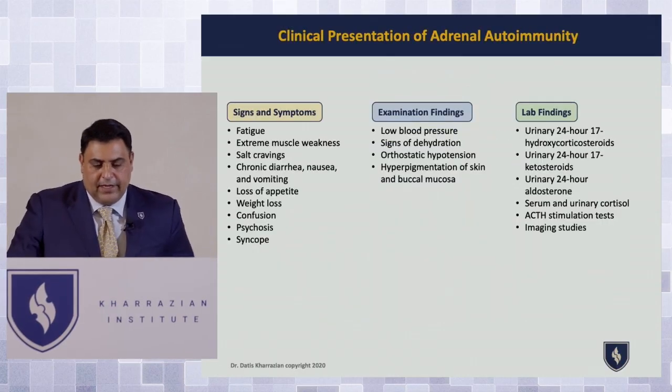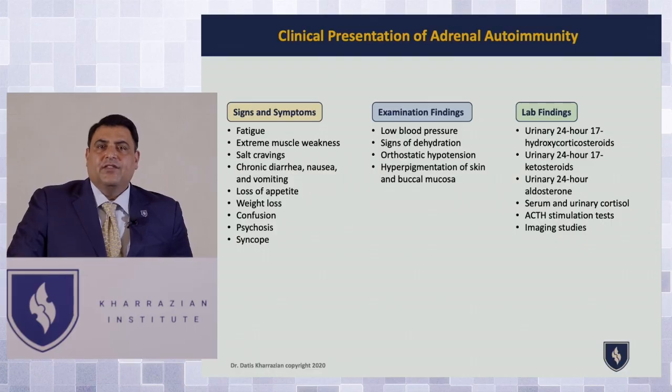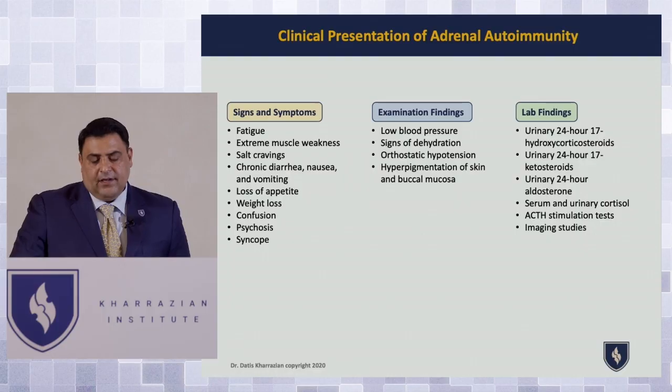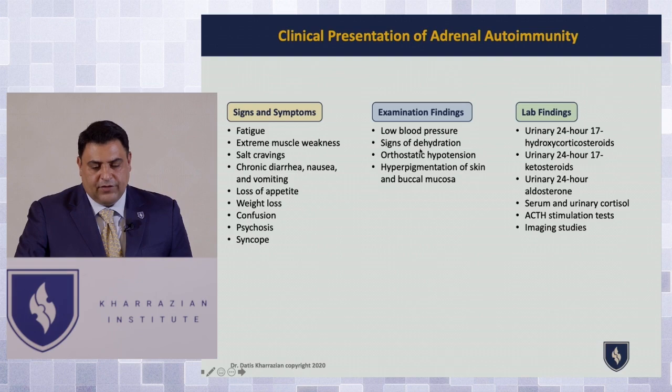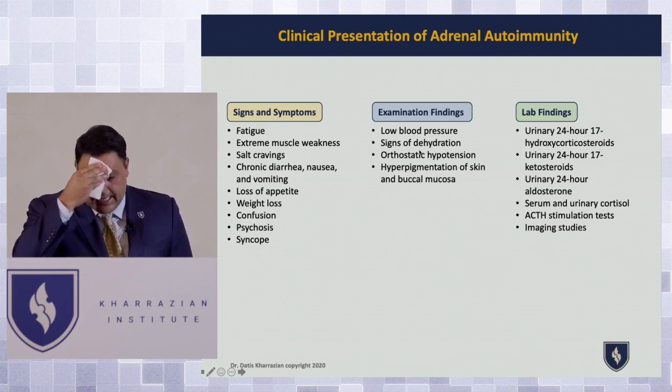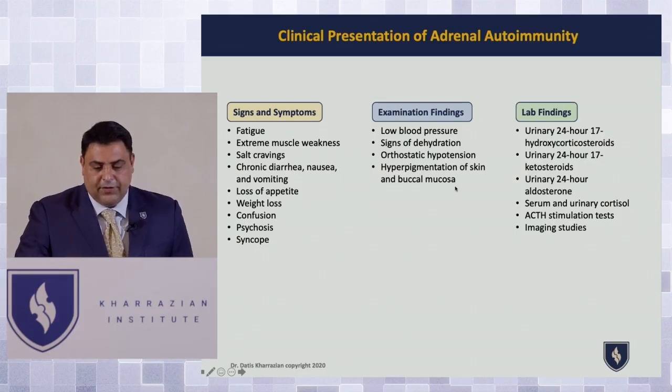So you definitely want to check for that, especially if the patient that you're seeing has chronic hypoglycemia and their diet and lifestyle doesn't justify it, or has another autoimmune disease like Hashimoto's or rheumatoid arthritis, for example. Now, the symptoms and signs of adrenal autoimmunity are very similar to hypoglycemia: fatigue, extreme muscle weakness, salt cravings all throughout the day, loss of appetite, low blood pressure, signs of dehydration, orthostatic hypotension. So when they stand up, the blood sugar levels drop. And if it gets really progressed, they can get hyperpigmentation of their skin. And then these are the laboratory findings as well.